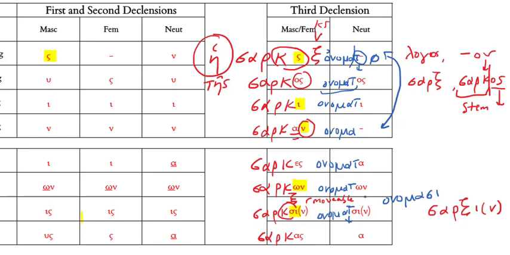Sarkon, of bodies. Sarksi is to bodies or with bodies, and sarkas, bodies. We have sarkas, we have bodies.